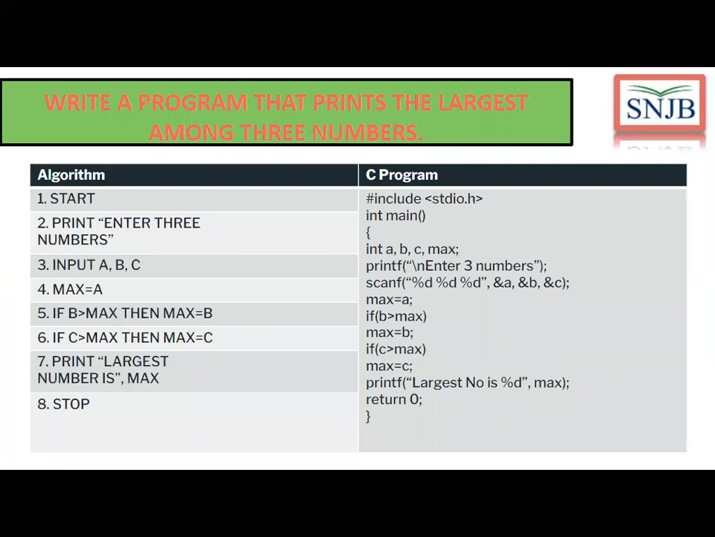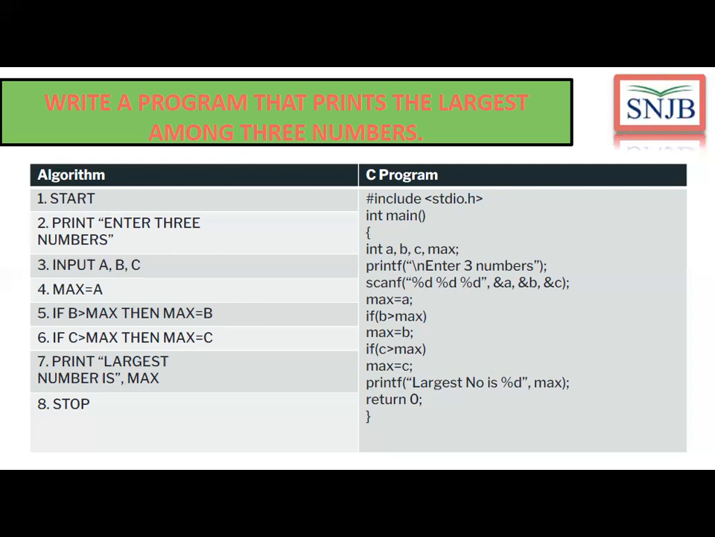First of all, see the algorithm which is used to print the largest number among three numbers. The first step is start. The second step is to print a message to the user to enter the three numbers. Then take input of three numbers in the form of A, B, and C. Now we consider that the maximum number is A, the first number which we have taken as input from the user. If B is greater than max, then max is equal to B. If C is greater than max, then max is equal to C. Or else, if both conditions are false, then we print the largest number is max.